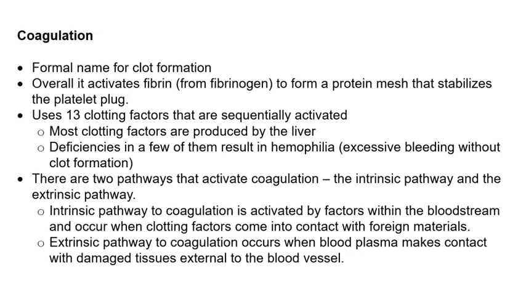The extrinsic pathway to coagulation occurs when blood plasma comes into contact with damaged tissues that are external to the blood vessels, as the term extrinsic means external to. So both of the intrinsic and extrinsic pathways lead to a common pathway of coagulation, which is where fibrinogen is activated into fibrin and becomes the fibrin mesh that helps to stabilize the platelet plug.